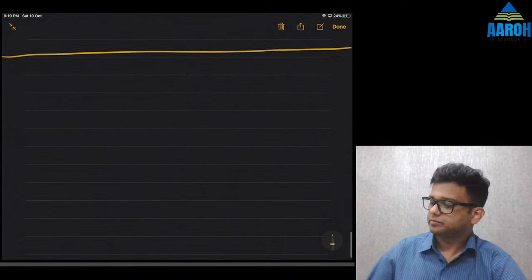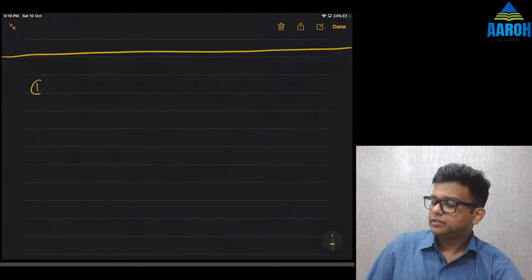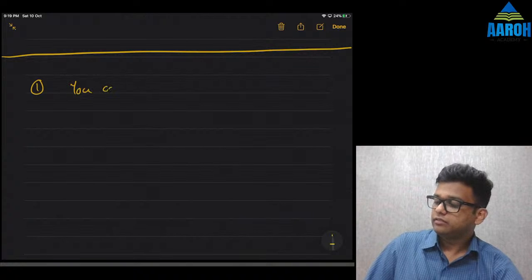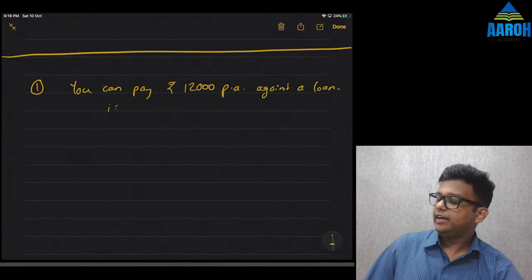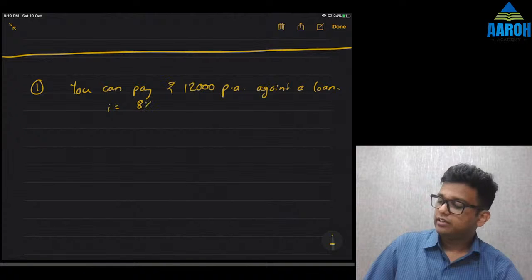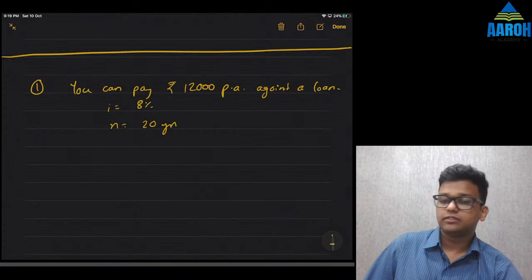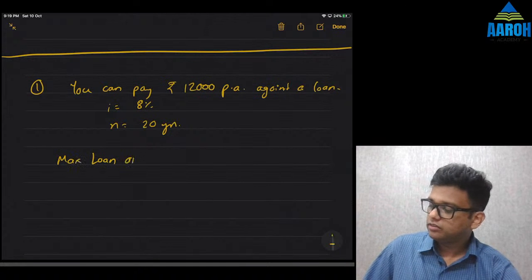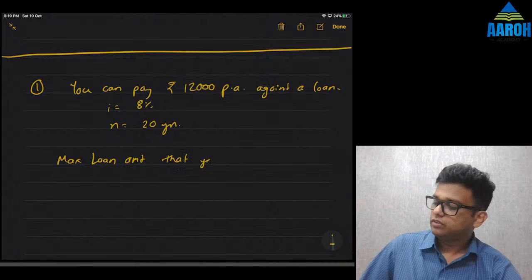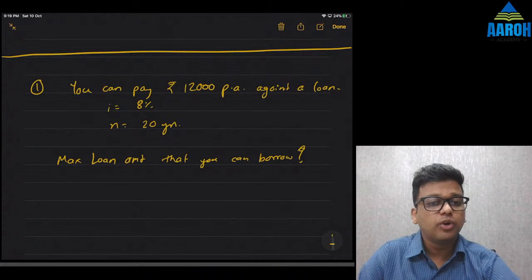How do we do that? Let's say first, you can pay rupees 12,000 per annum against a loan. Interest rate is 8%, N is 20 years. What is the loan amount? What is the maximum loan amount that you can borrow?